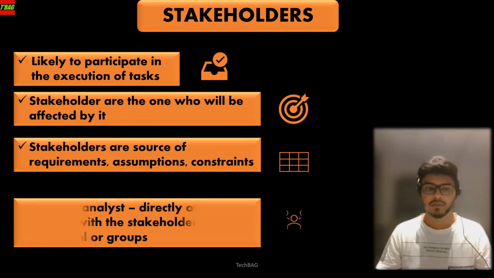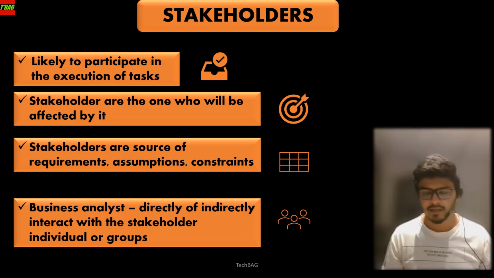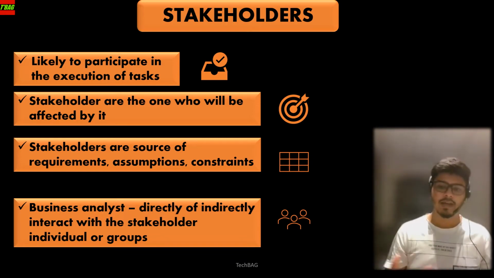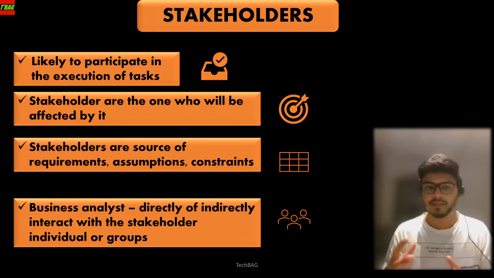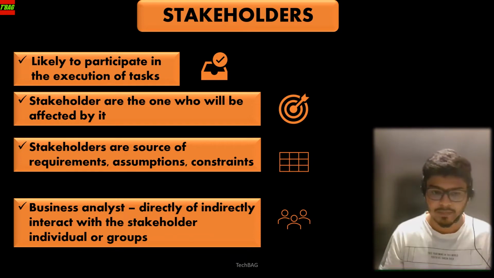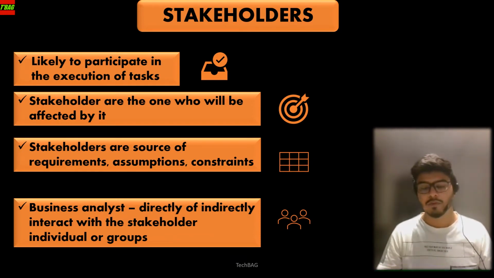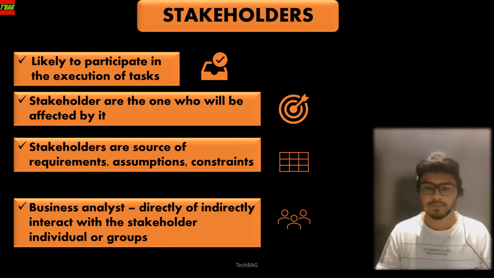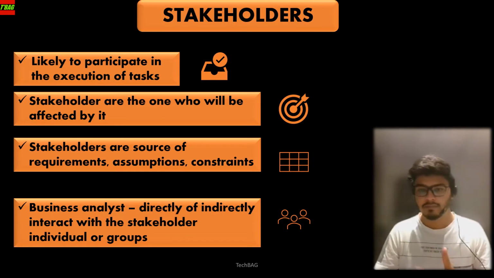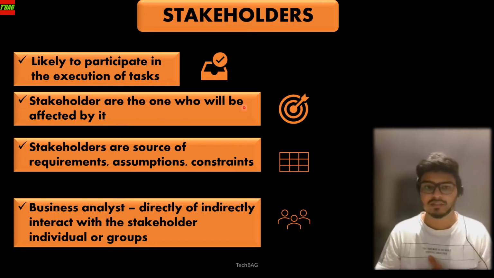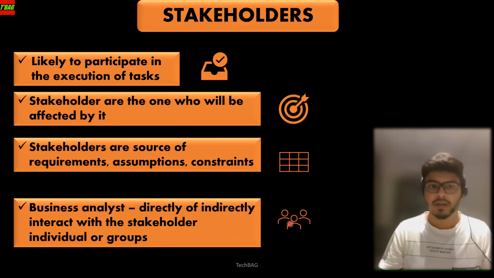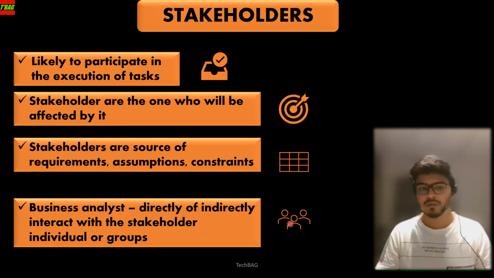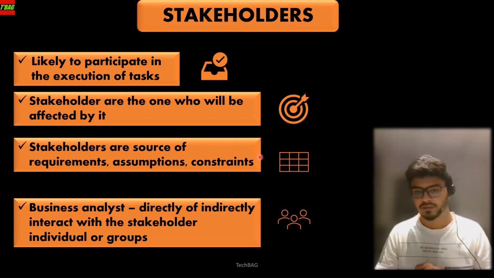As a business analyst, you would directly or indirectly interact with stakeholders, individuals or groups of stakeholders, to gather requirements. So now you are a BA and you want to extract certain information from a stakeholder. Basically, you would interact with them, collaborate and build a relationship in order to get that particular view. So these are all the major points that a stakeholder would have, and you are basically interacting with the stakeholder for the requirements, assumptions, and constraints.